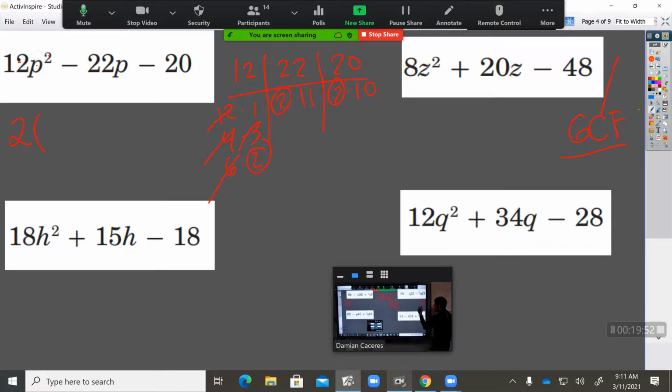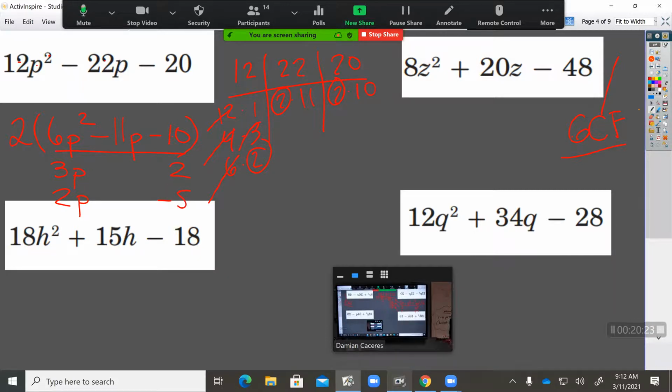12p squared divided by 2, 6p squared. Negative 22p divided by 2, negative 11p. Negative 20 divided by 2 is negative 10. Now, what's in the parentheses, we do the process that we've been doing. So we break down the first and the last number. 3p times 2p is 6p to the second power. And negative 10 is negative 5 times 2.